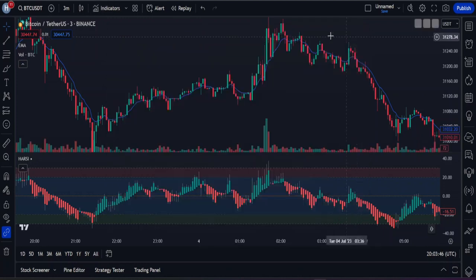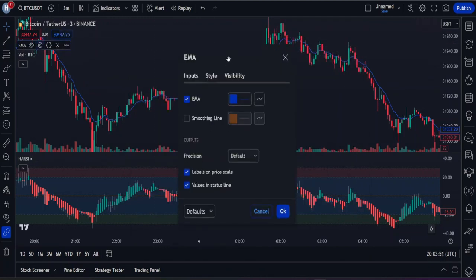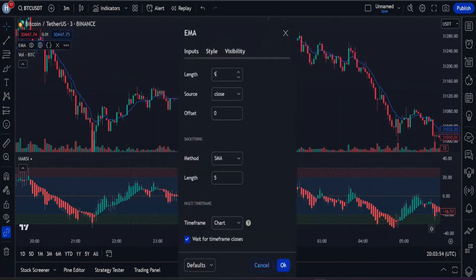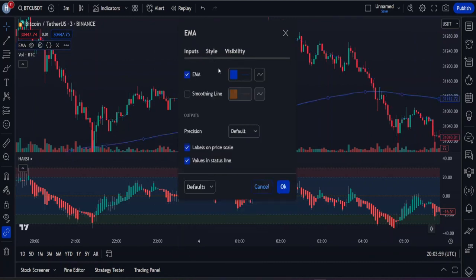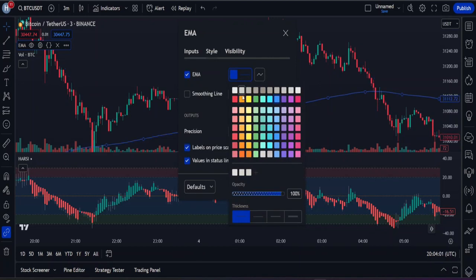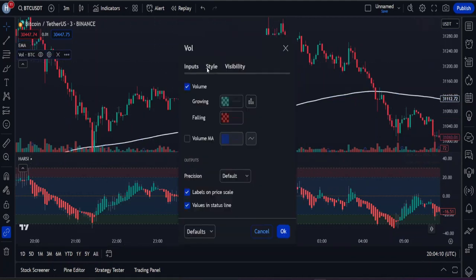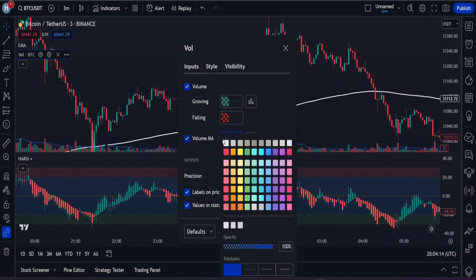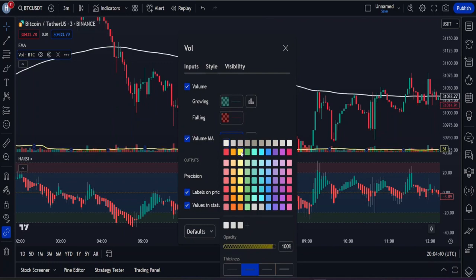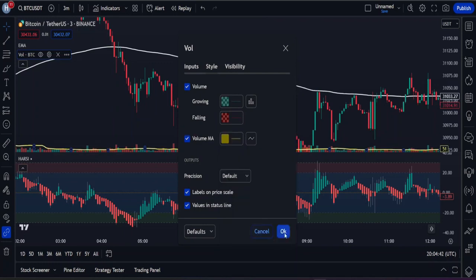Now let's change the indicator settings. We will navigate to the EMA indicator settings and click on the input tab. Now change the value of the EMA to 200. Next, click on the Style tab, and here we will be changing the color of the indicator to make it more visible. You can change it according to your comfort. Now let's head over to the volume indicator settings. Once you have done that, head over to the Style settings and enable the moving average in order to make the line easier to see. We will also be changing the color to yellow. That was all that we needed to do.